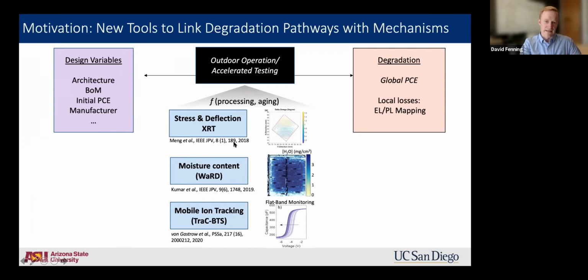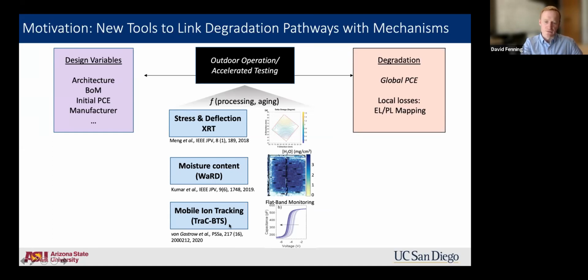So Arizona State, led by Mariana Bertoni, has established a very nice tool using X-ray topography to understand the stress and deflection within modules. My team has developed a non-contact optical approach to measure moisture within modules, which we call WARD. We'll talk a little bit about how that works and how we're applying it today.